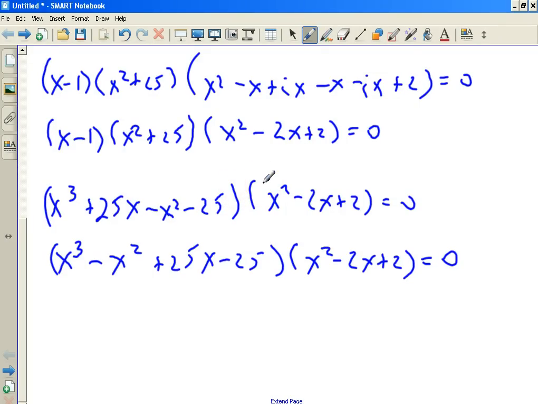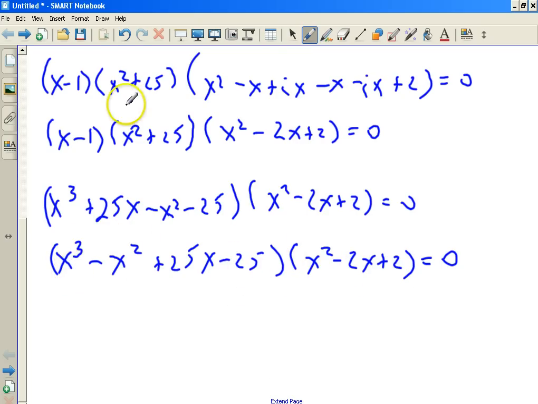Okay, but we digress. All right, now notice this is not FOIL anymore. We're not in Kansas anymore. FOIL is a binomial times a binomial, right? But remember what FOIL is. It's shorthand for forget this and distribute x. Forget this and distribute the negative 1. Do the same thing here. Forget them, distribute x squared. Forget them, distribute the negative 2x. Forget them, distribute the 2.